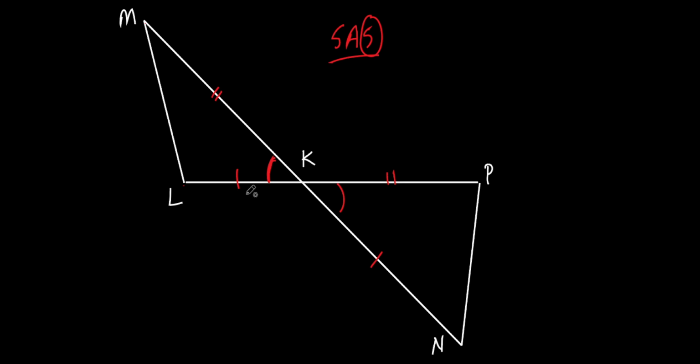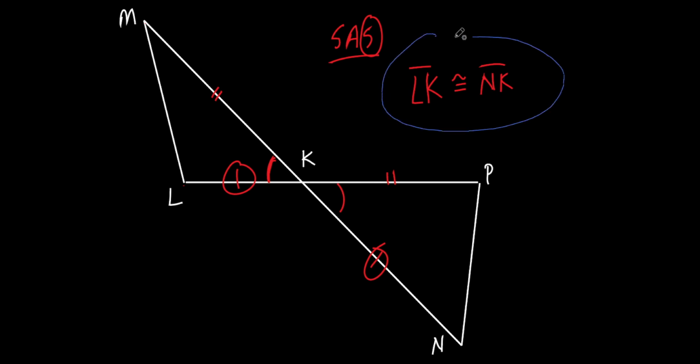So what two sides should you have shown to make these triangles congruent because of side angle side? This one and this one. So what is this line segment? Okay, it's a line segment. So put a little line segment over top, congruent to, what's this one? If I go L to K, how should you do this one? N to K. So this would be your answer.